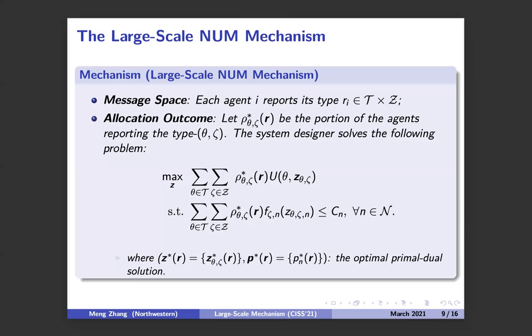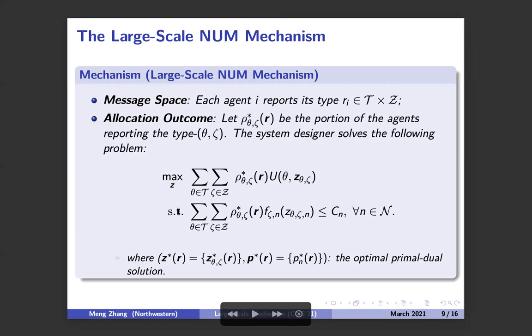So we are ready to introduce our first proposed mechanism, the large-scale NUM mechanism. It consists of two parts. The first is the message space: each agent reports its type, which is a potential misreport. In terms of the allocation outcome, we first introduce a notion denoted by rho. Rho(theta, zeta) represents the portion of agents reporting the type (theta, zeta).